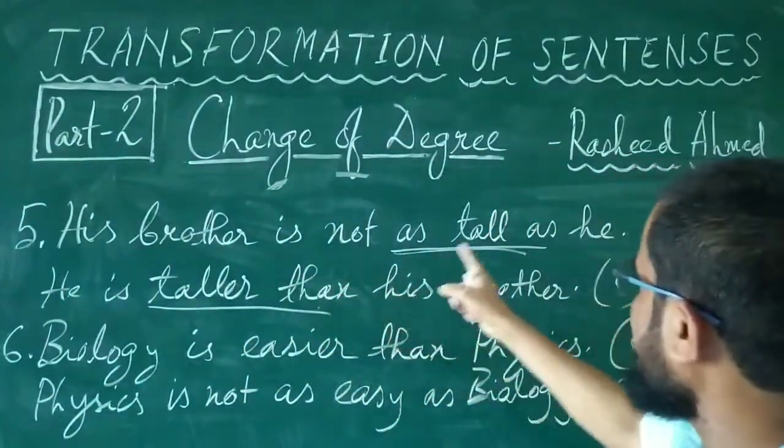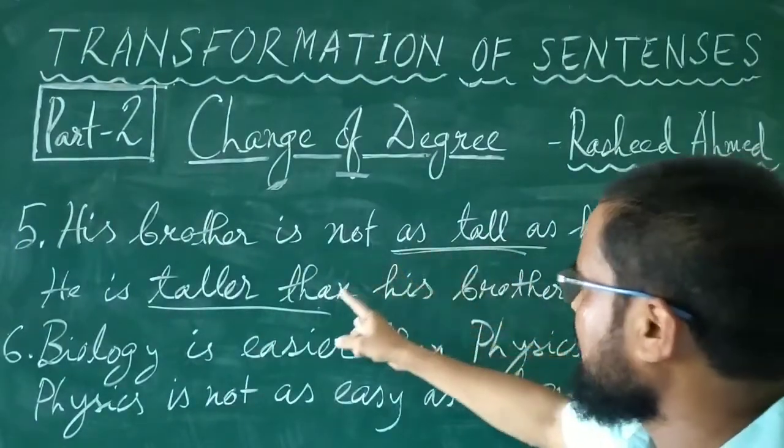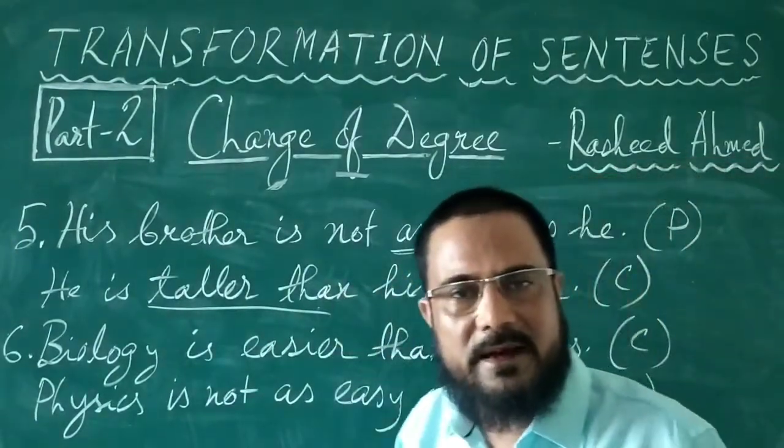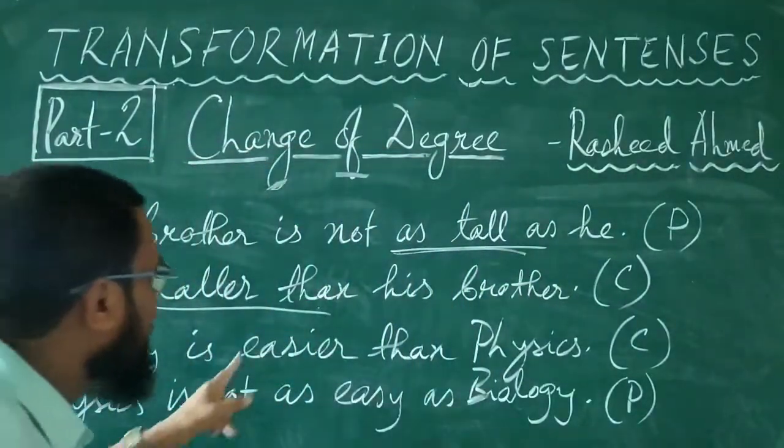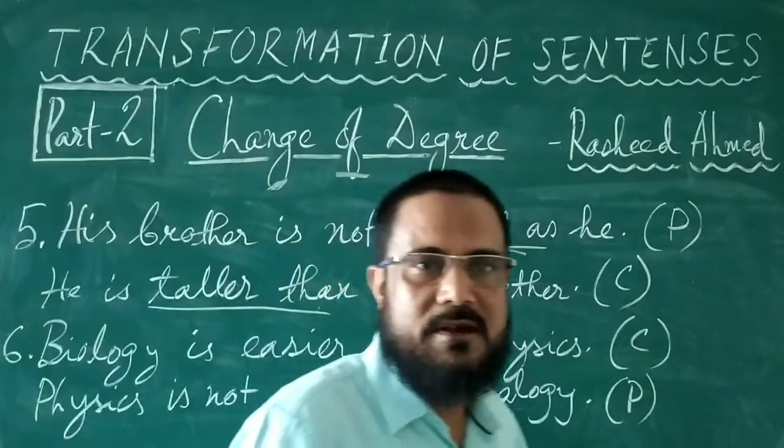So his brother is not as tall as he. This is positive. He is taller than his brother. That is comparative. That is the end of it. You cannot change it into superlative. Coming to number 6, you see again, biology is easier than physics.